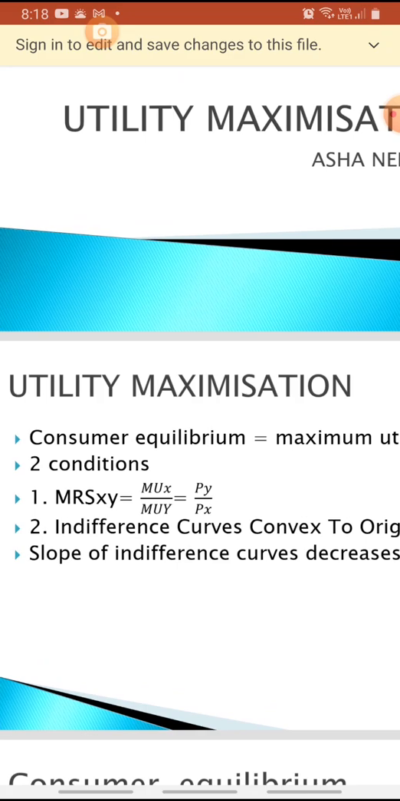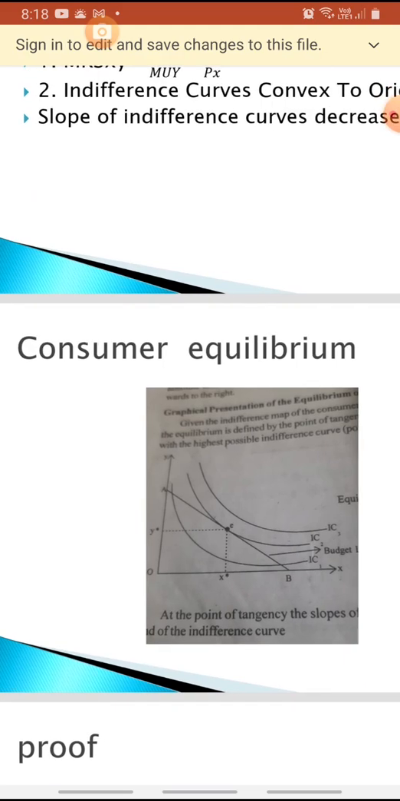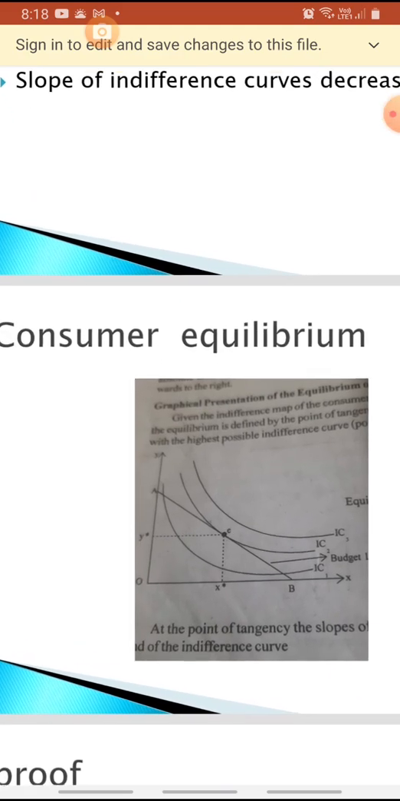First one is marginal rate of substitution of x for y, that is MUx by MUy, should be equal to the price of x by price of y. This is the first condition. Second condition is that indifference curves should be convex to the origin. Then we can find the consumer equilibrium.